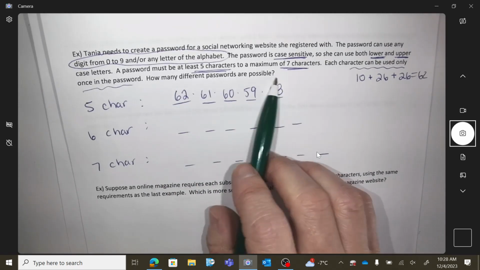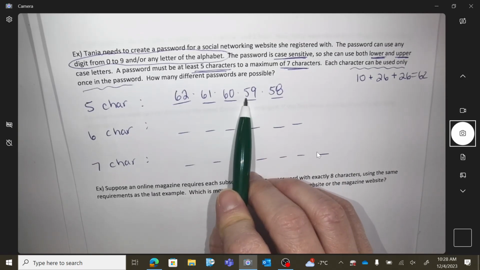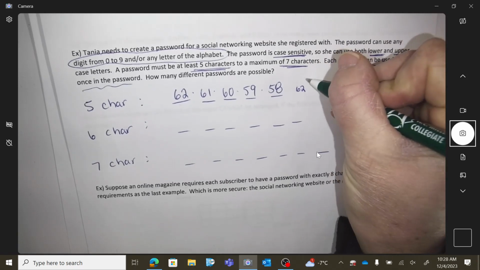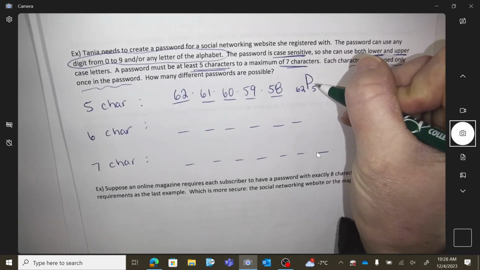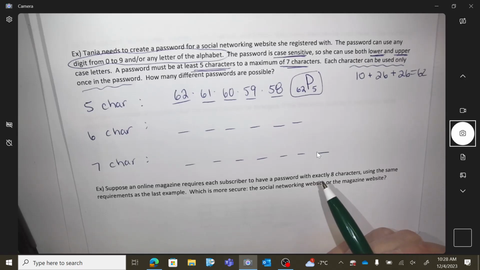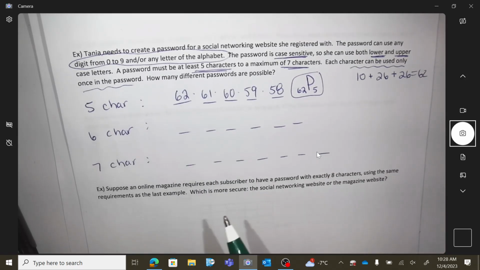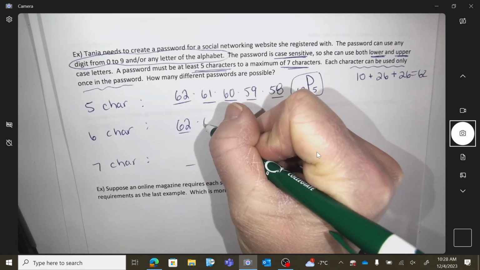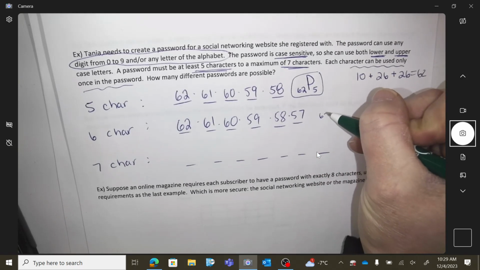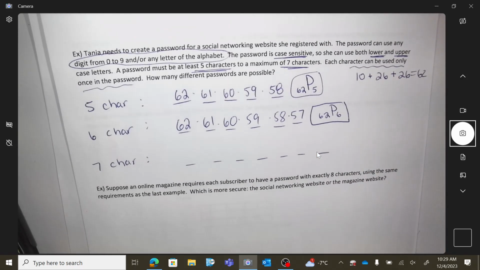Okay, what's another way for me to type that into my calculator? How many options are there? 62. And I'm arranging with 5 of them. Okay, then what do you do if you had a 6-character password? It would be 62 options, 61, right? So in other words, this would be written like that.